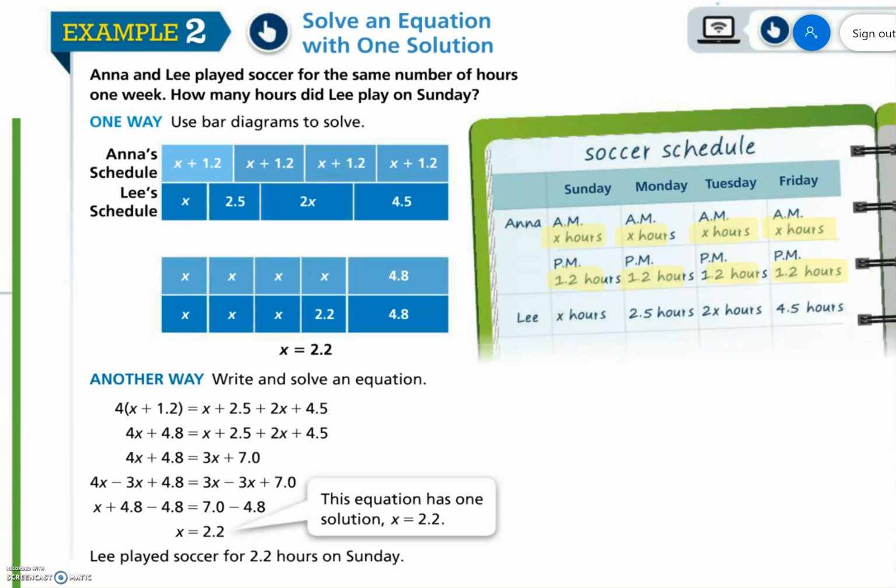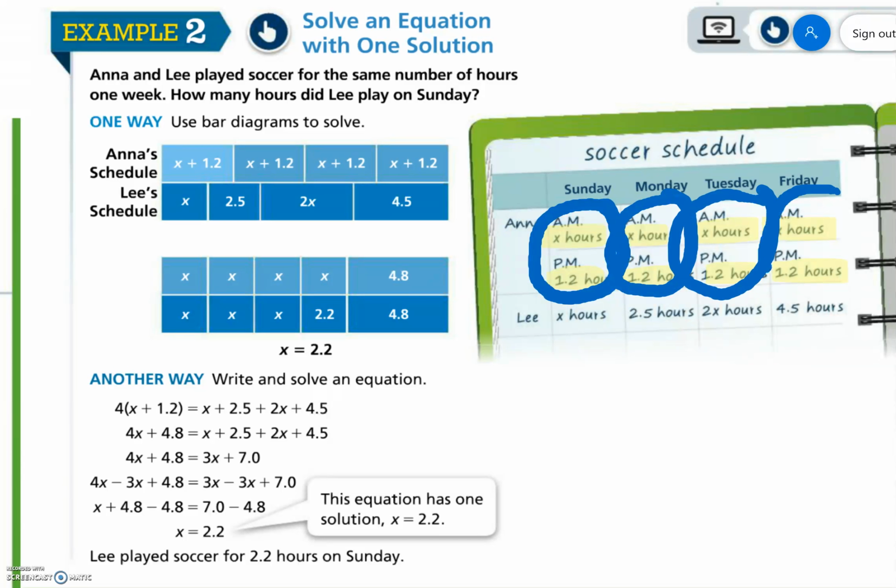So we're going to add up. These are the same: x plus 1.2, x plus 1.2, x plus 1.2, x plus 1.2. So there are 4 of those. That's why we did 4 times x plus 1.2. Then we add up Lee's hours. He had x plus 2.5 plus 2x plus 4.5. That's what we got over here.